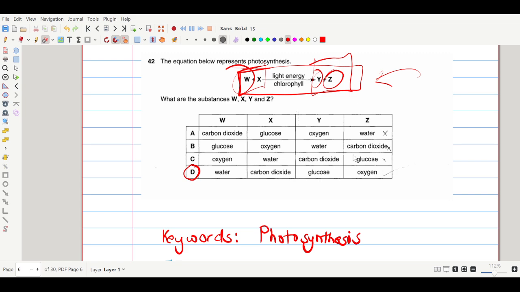What is glucose? Glucose is the carbohydrate or the sugar that is produced during photosynthesis. Glucose can turn into starch for storage. Glucose can turn into cellulose, the structural form of glucose. Oxygen is used for respiration, aerobic respiration to be specific, to release energy from food. That's all.